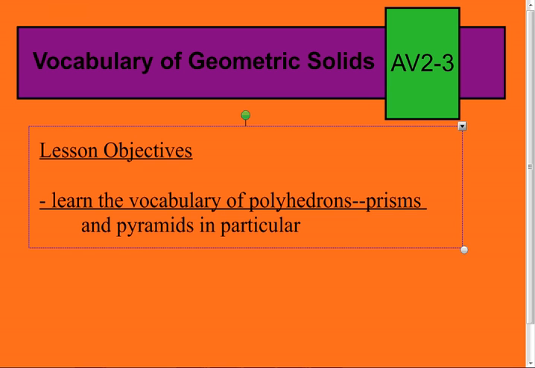Okay, we are learning vocabulary of polyhedrons, in particular prisms and pyramids. Okay, Zach? Polyhedron means many faces. So I'll be showing you some pictures of polyhedrons. It's a three-dimensional figure made up of polygons for faces. That's what it is. A prism is a polyhedron. A pyramid is a polyhedron.